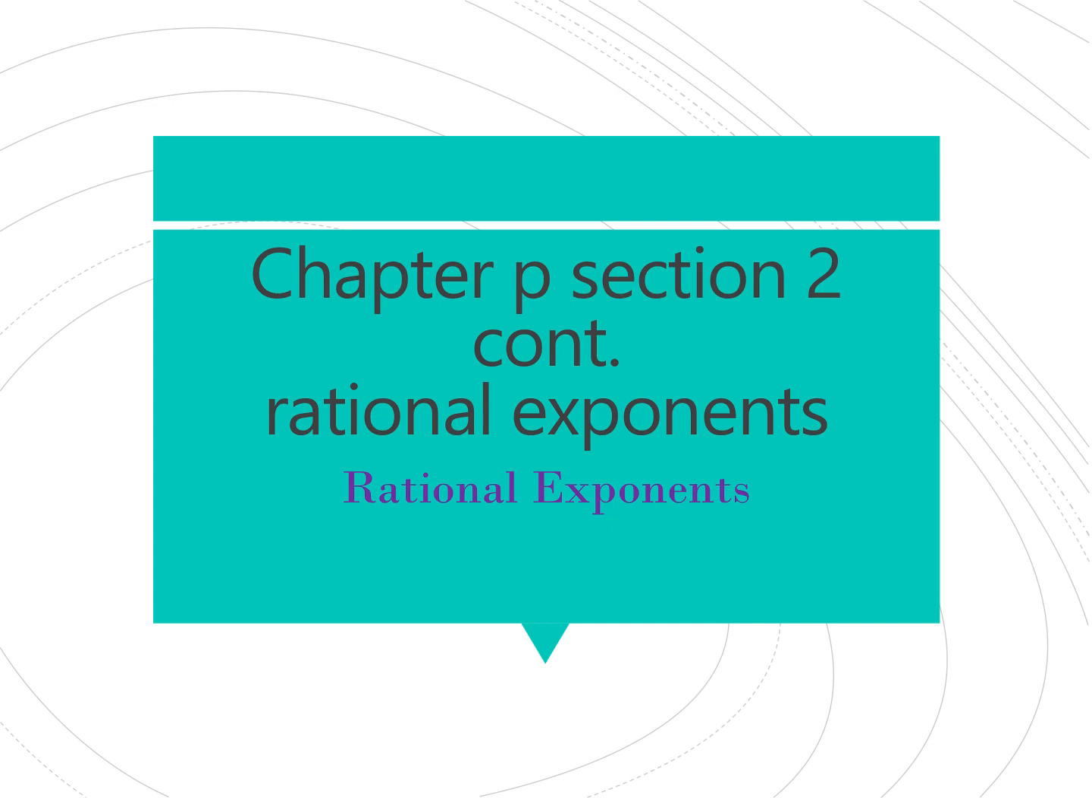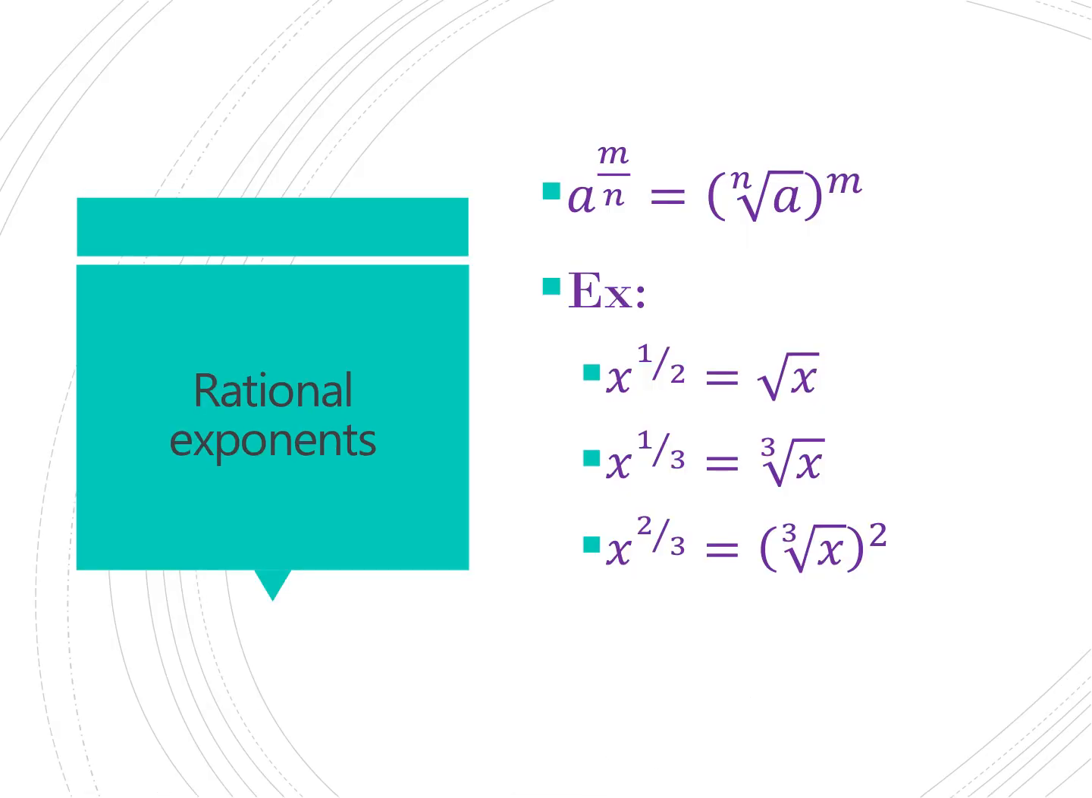So today we're going to continue with section 2. Today what we're going to talk about are rational exponents. So in other words, exponents that are fractions. So here is the rule. Here it has a base of a, and then this m over n, this is the exponent.